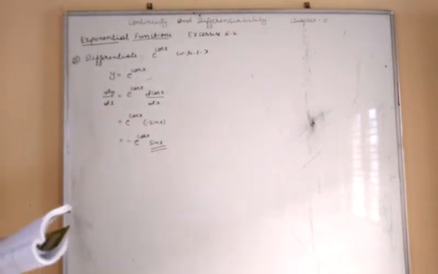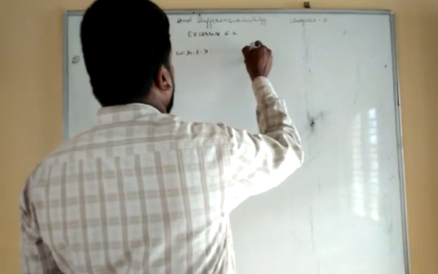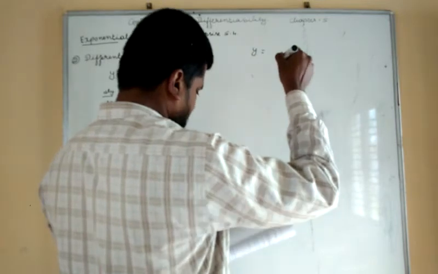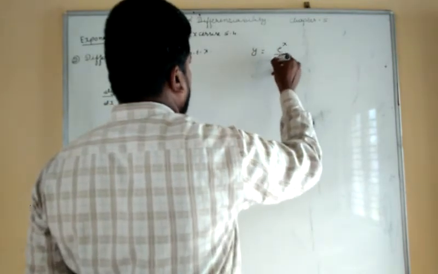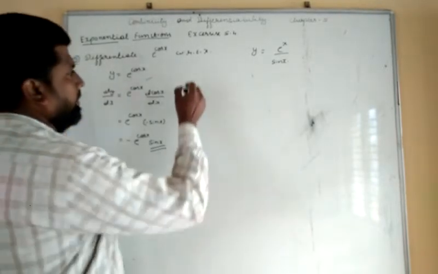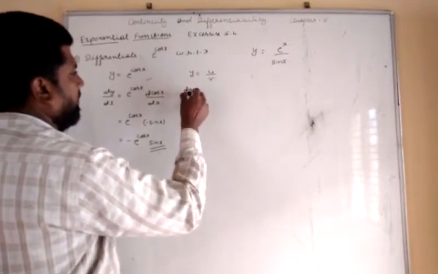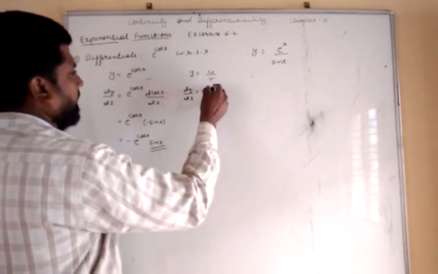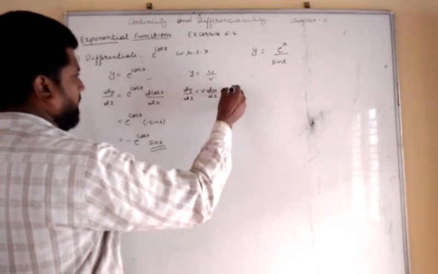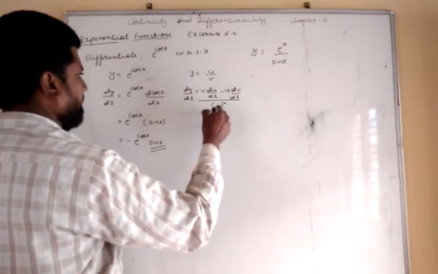Okay, take down the next question. y is equal to e to the power of x by sin x. So the question is in the form of fractions, meaning the u by v rule. We know the formula, the quotient rule. y is equal to u by v. So v differentiation of u minus u differentiation of v, by v whole square. This is the formula.